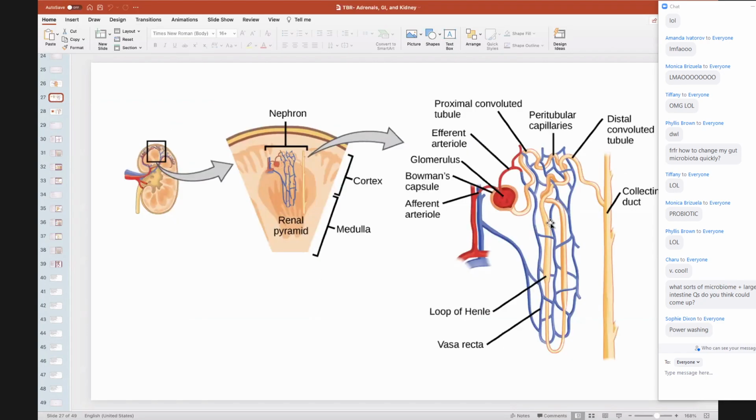And just to keep in mind throughout the next few slides, throughout the loop of Henle, it is closely wrapped around by these peritubular capillaries. So the blood supply is following the nephron very closely. So anything we absorb will be brought into these peritubular capillaries and will go out the renal vein, and head back to the heart.